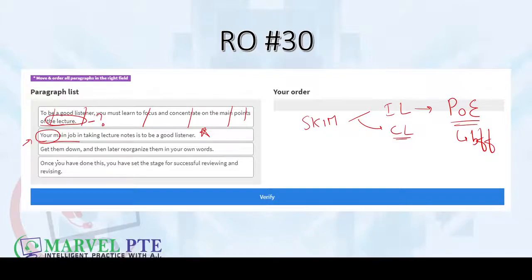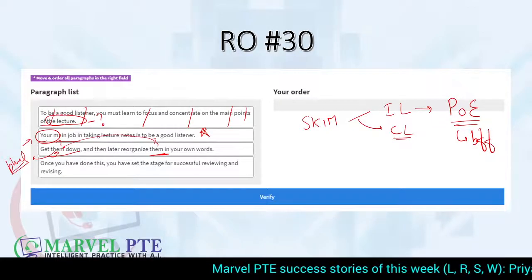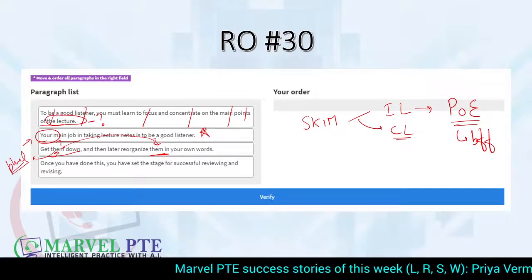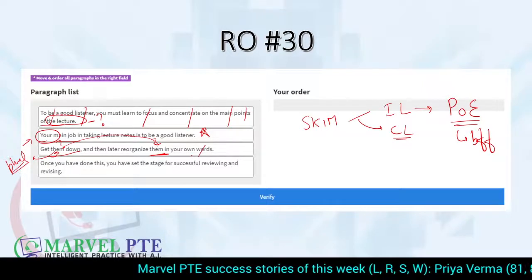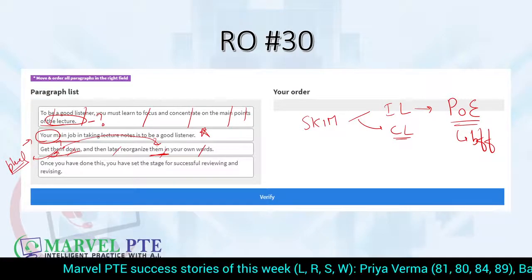Now moving on to the third option, "get them down". What it means is that something would have already been described and it is in plural form. Get them down means something in plural has already been defined, and then later "reorganize them". The same "them" is referred to over here, so something in plural would have come already. So this cannot be your independent line, so we are eliminating this one also.